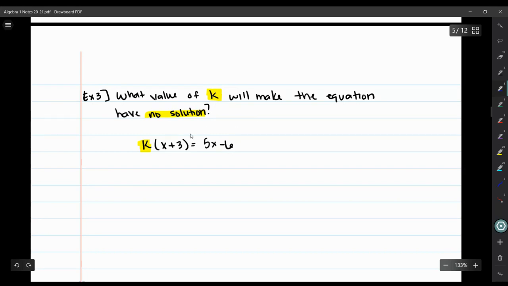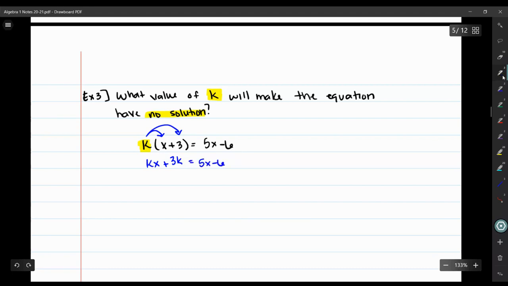So let's pretend like we know what k is. Let's just solve this like normal. The first step would be to distribute. So k times x would be kx. I don't know what either of those numbers are. k times 3 would be 3k. We just like the numbers in the front. And then equal to 5x minus 6.